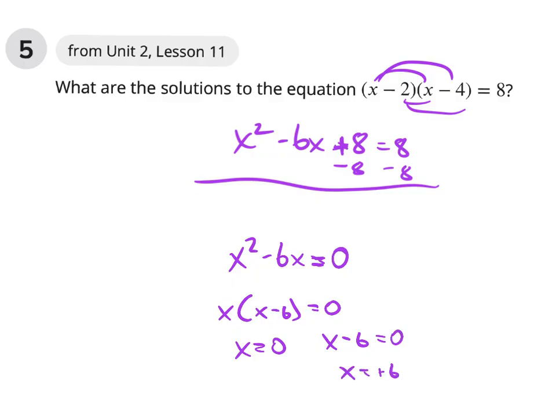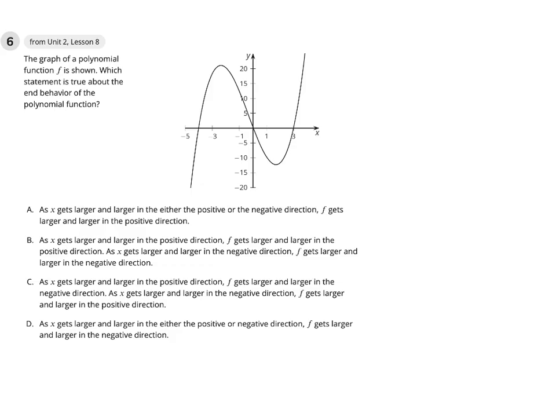Now, if I stick them both back in, 0 and 0, I get 0 minus 2, which is -2. 0 minus 4, which is -4. -2 times -4 is 8. That works. If I stick 6 back in, 6 minus 2 is 4. 6 minus 4 is 2. 4 times 2 is 8. So both of these things work. These are the solutions. Okay, the graph of the polynomial is shown.